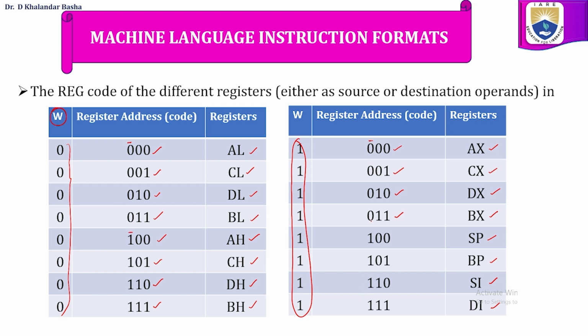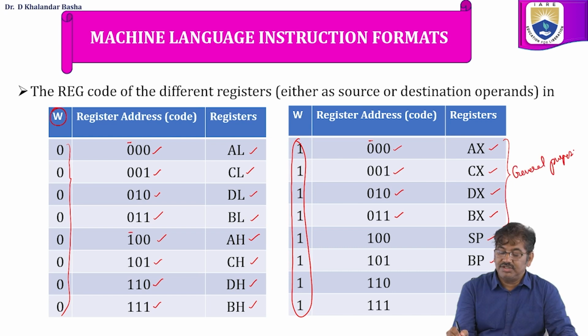bit, if it is 0, these correspond to the general purpose registers. When the W bit is equal to 1 and in the register code the MSB bit is equal to 1, it will correspond to special purpose registers. These are pointers and index registers.